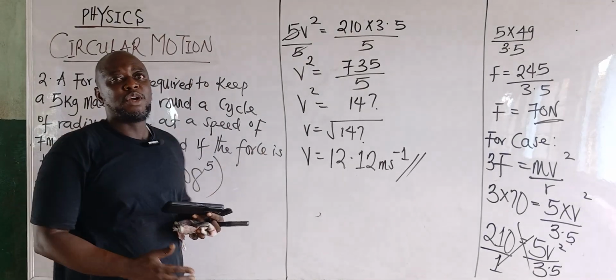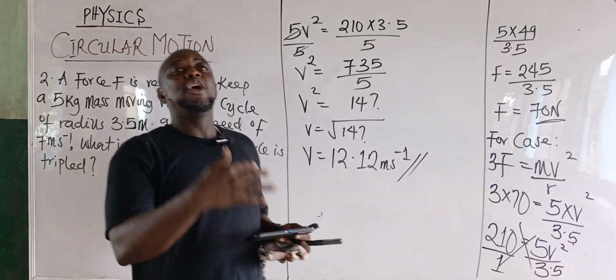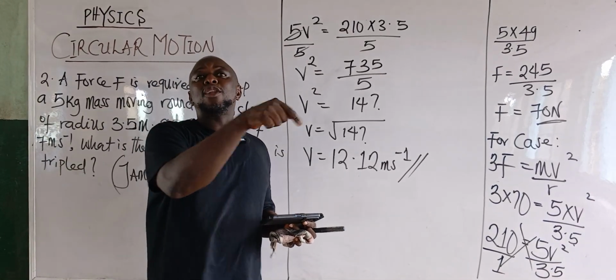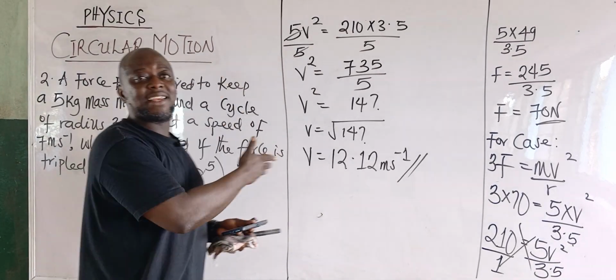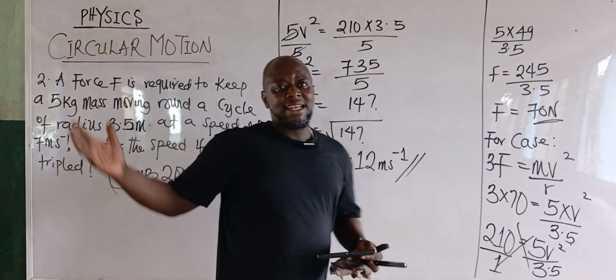So this is how this is solved. It's very simple going further. In case 1, you're going to find the force. In case 2, you will now multiply the value of the force that you have gotten so that you can find the value of the speed when the force is tripled. This is how you do this. And it's a JAMB past question.